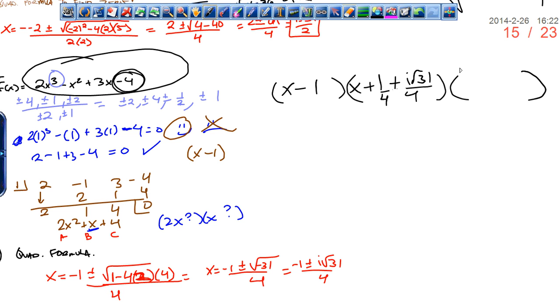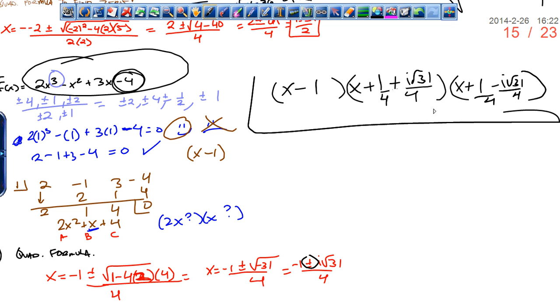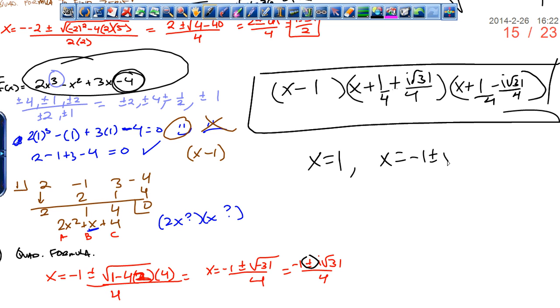Okay, then we have to do the minus, so it's still x plus 1, and then this is the sign that changes, minus i root 31 over 4, and both of them have a 4 in the denominator. All right, that's if they asked us to factor. If they just want the zeros or the roots, then x is 1, and x is negative 1 plus i root 31 over 4, and x equals negative 1 minus i root 31 over 4.